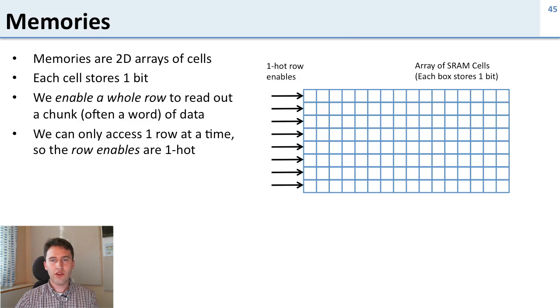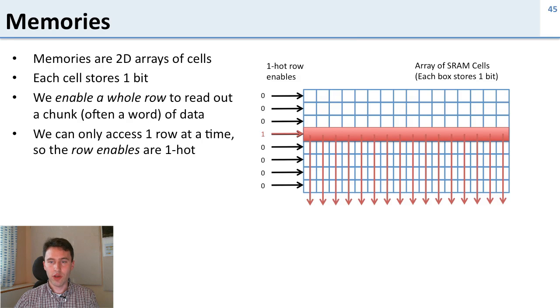So if we look at what we have here, we have one-hot row enables. So that is, we can only enable one row at a time. And when we do, we're going to read out the whole width of the array. So if we access this one right here, we enable this row, it's going to activate this entire row in the memory, and all of that data is going to come out. In the example here, that's going to be 16 bits of data output.